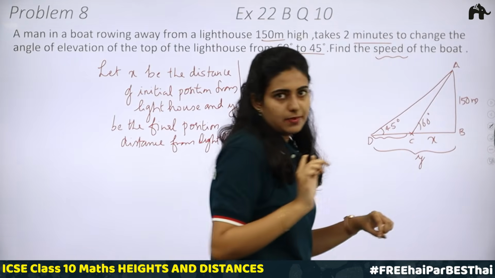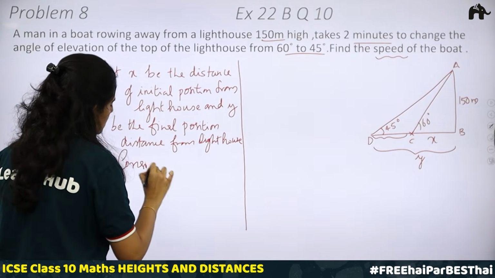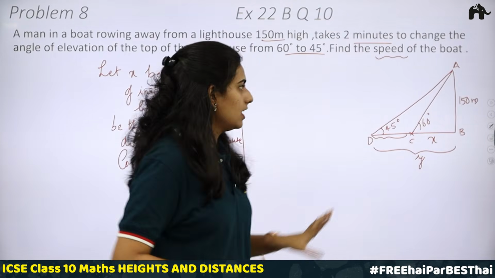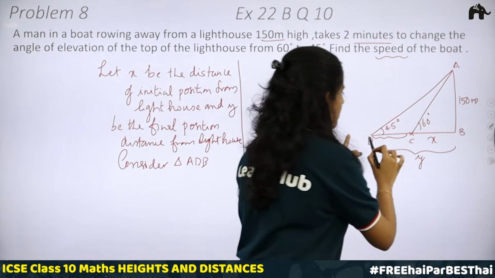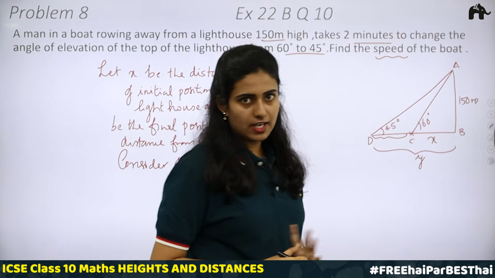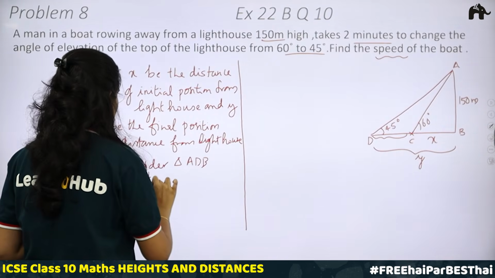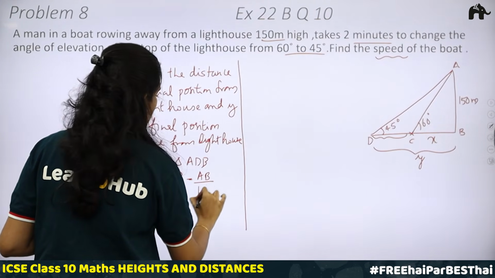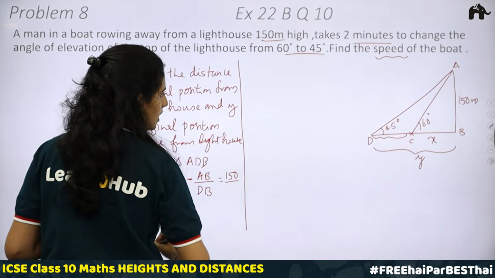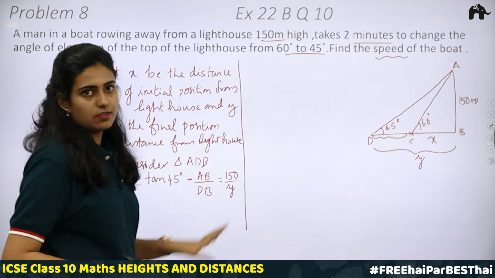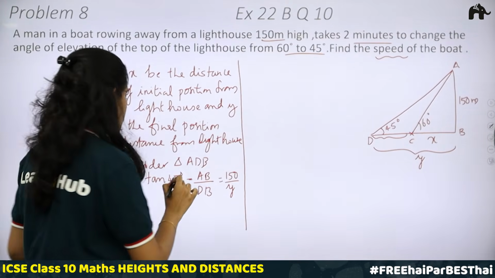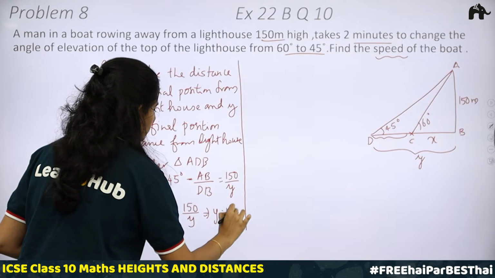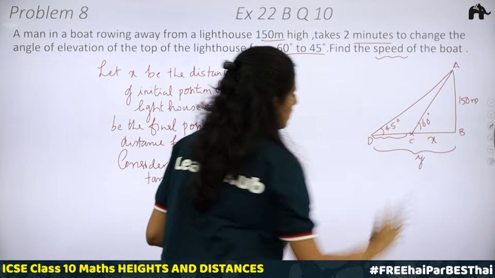Now consider the triangle separately. First, consider triangle ADB, the bigger one. Here 150 meters is the opposite side and we have the adjacent, which is Y. Angle is given 45 degree. So using tan of 45 degree, tan 45 degree equal to opposite AB divided by adjacent DB, that is 150 divided by Y. What is tan 45 degree? 1. So 1 is equal to 150 divided by Y, which implies Y is equal to 150 meters. Okay, so this total distance is 150 meters.